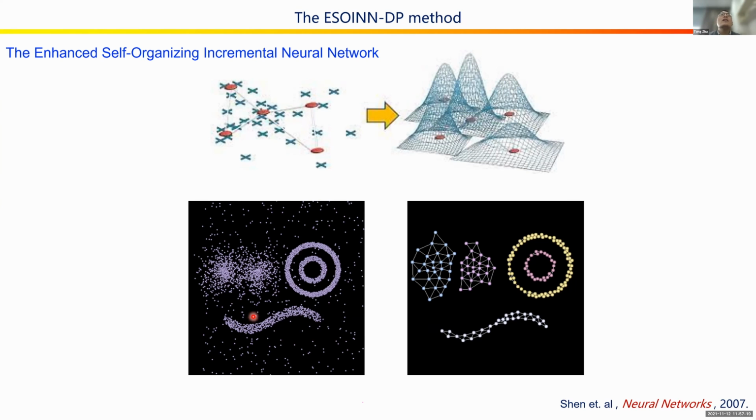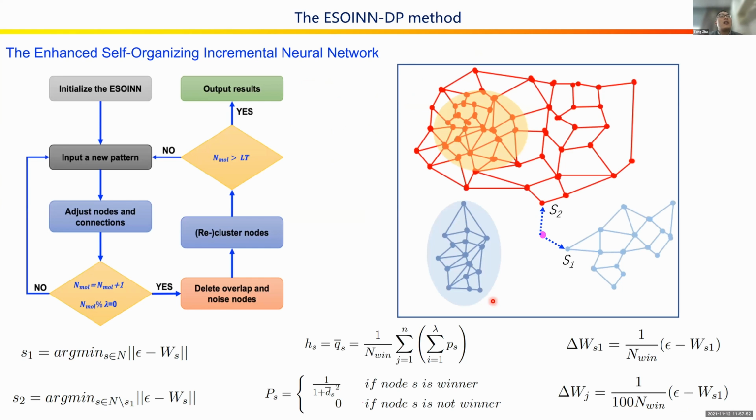So for example, if this is our raw data, after the training of the ESOINN, we can use these nodes to represent this raw data. Each node can represent the density of the raw data and the relationship of the raw data, and more importantly, it can give us the age of the raw data, so we can know which part of the potential energy surface we haven't explored. So here is the algorithm of this method. Maybe I can skip it.